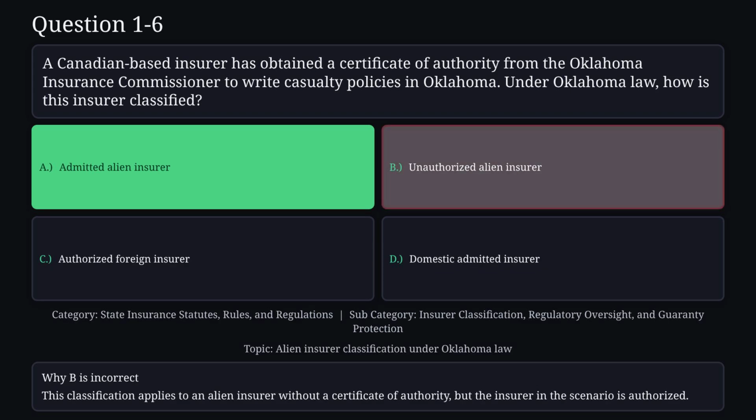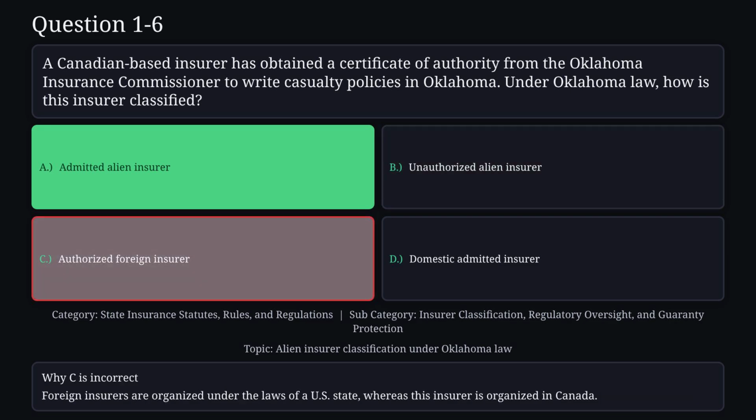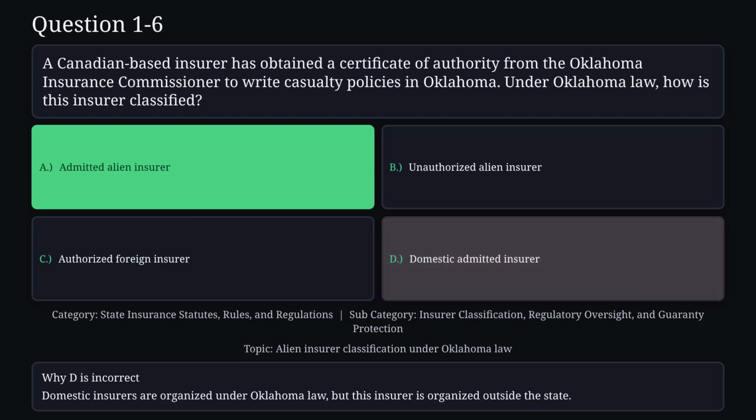Reason B is not correct. This classification applies to an alien insurer without a certificate of authority, but the insurer in the scenario is authorized. Reason C is not correct. Foreign insurers are organized under the laws of a U.S. state, whereas this insurer is organized in Canada. Reason D is not correct. Domestic insurers are organized under Oklahoma law, but this insurer is organized outside the state.